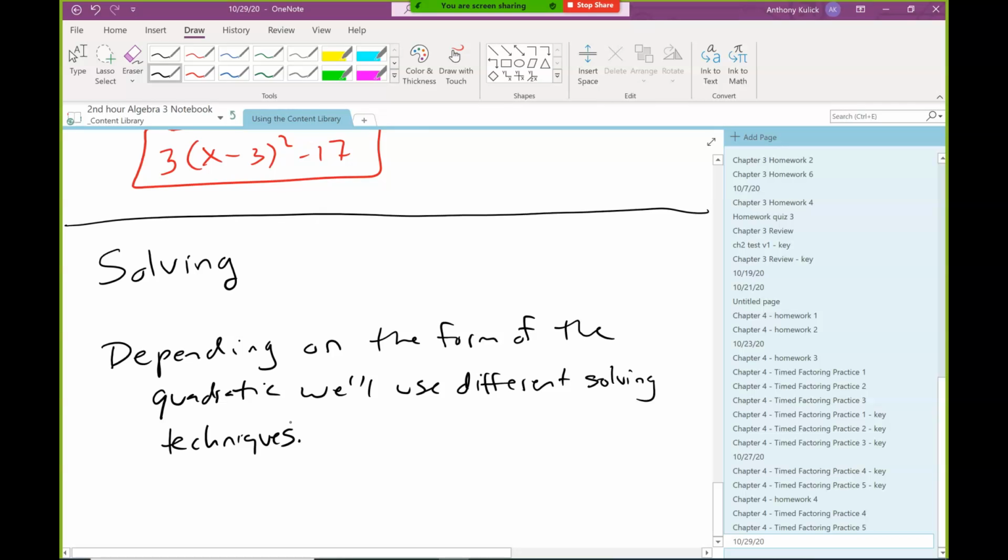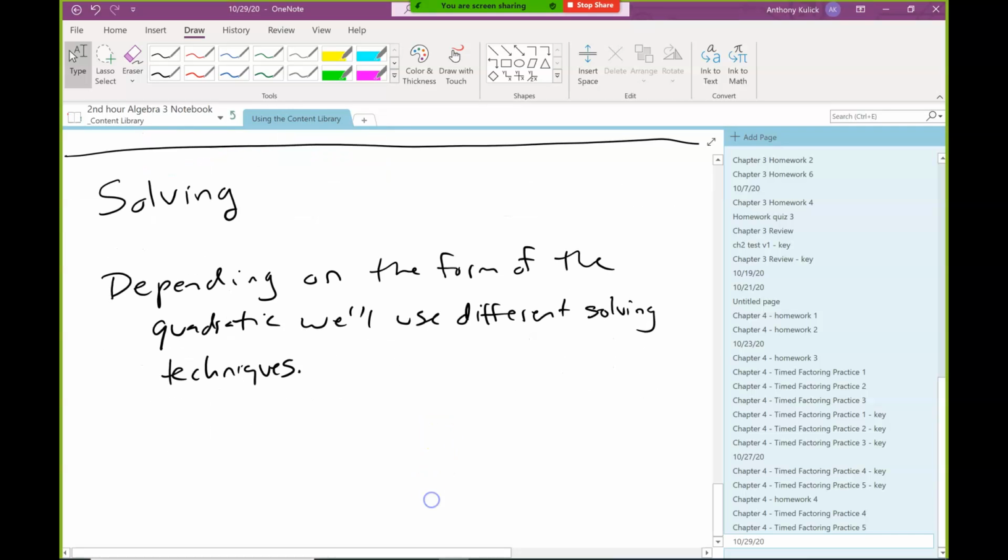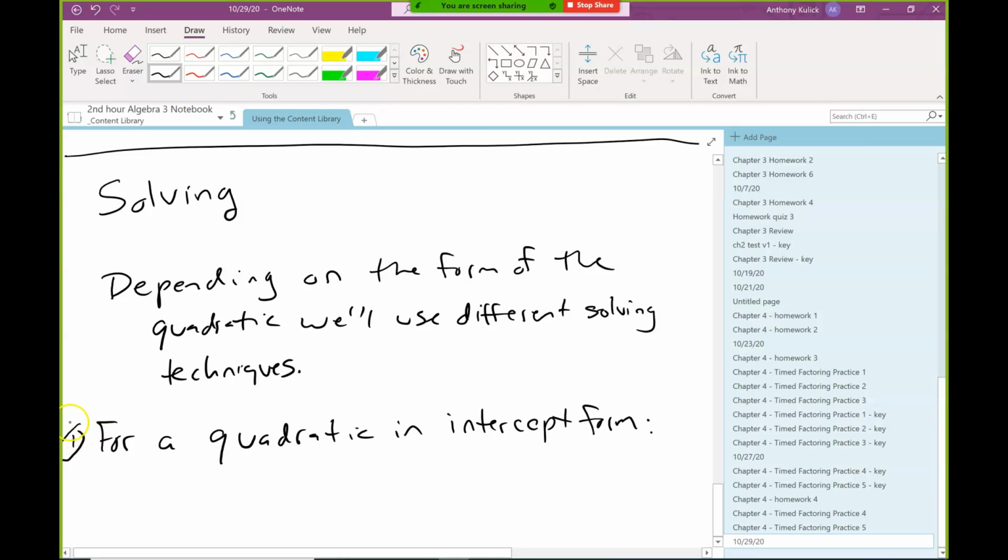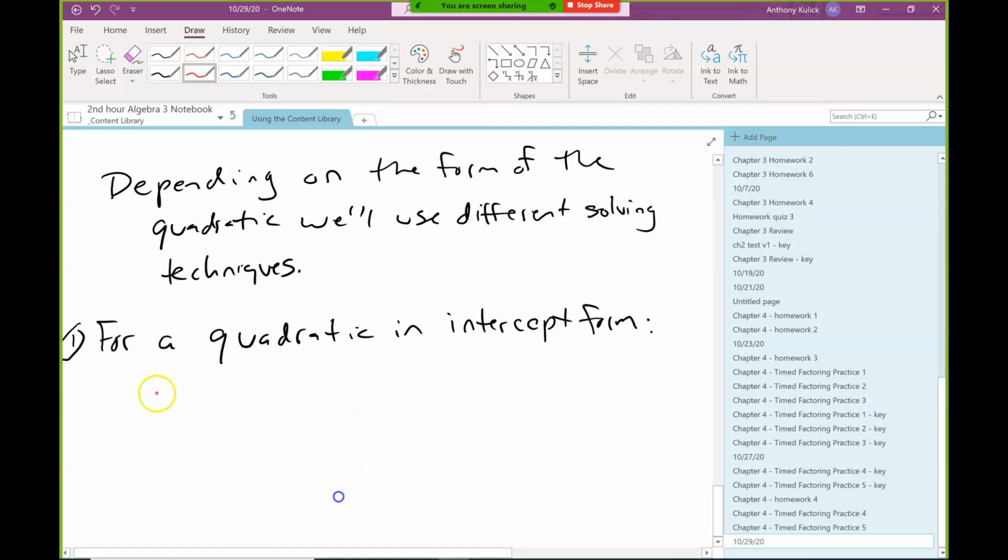So depending on what form our quadratic's written in, we'll use some different solving techniques that we'll develop over the next couple of days. So today, we're going to be talking about solving quadratics that are in intercept form. And to do this, we're going to use a property called the zero product property.